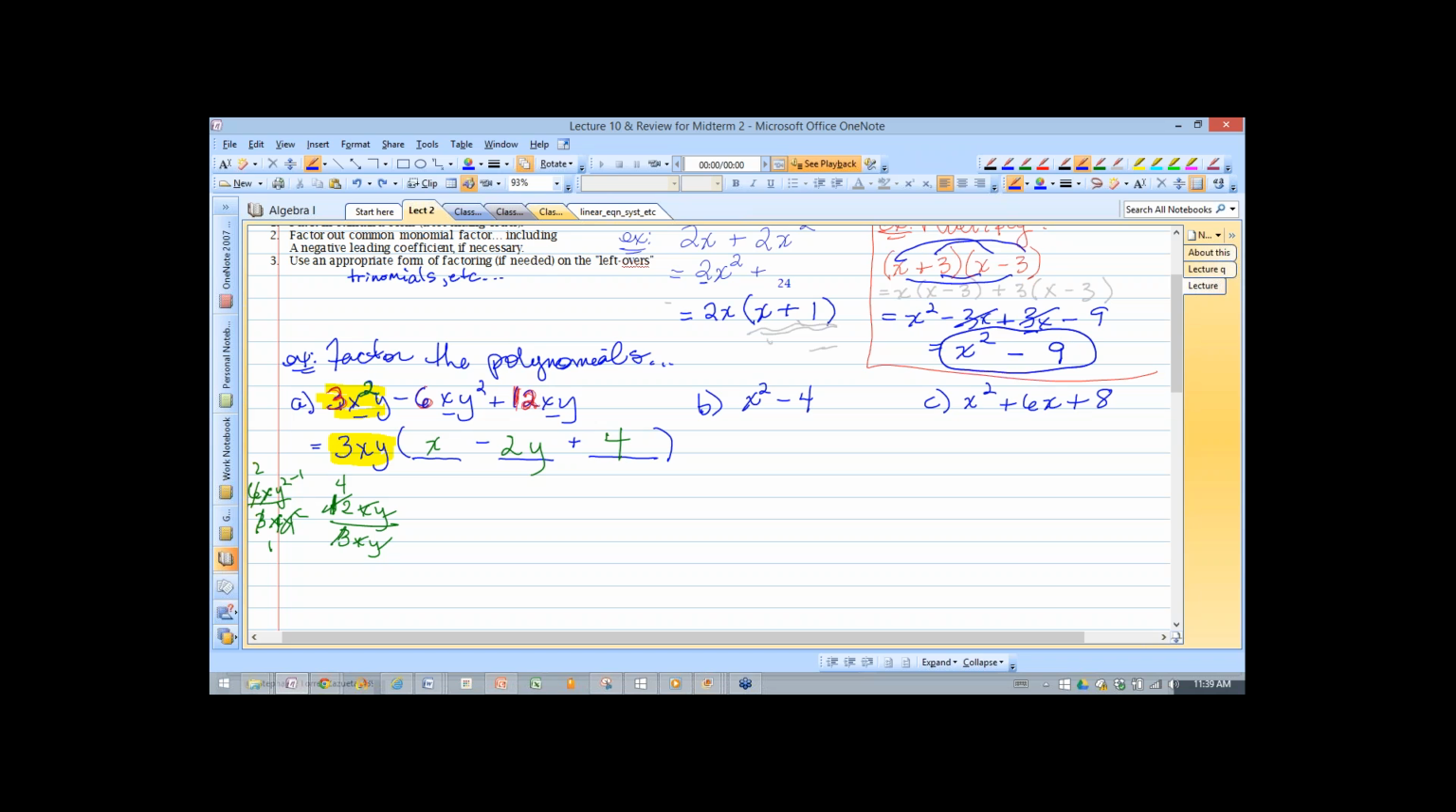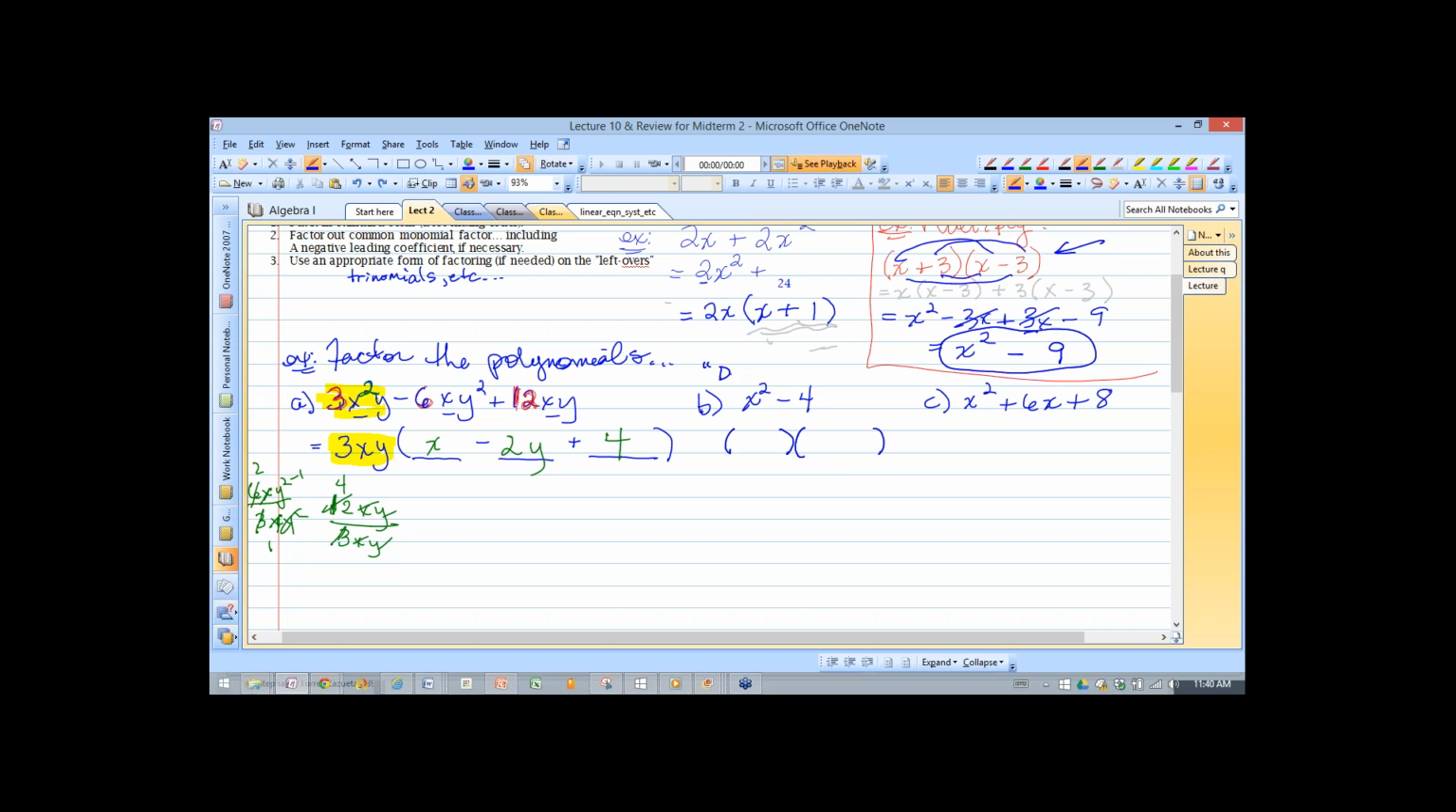The two numbers that are being added and subtracted in my original problem are the square roots of the two numbers in my answer here. Okay? So, seeing this pattern, let's go to B. Now we kind of know what to do. We know the difference of two perfect squares, right?